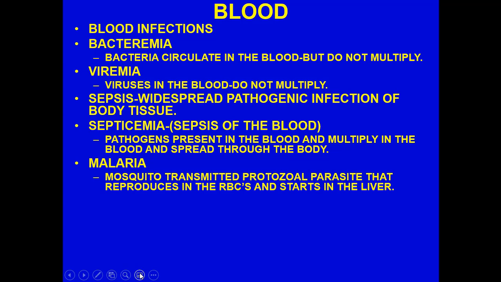Malaria, though, is a mosquito-transmitted protozoal parasite that reproduces in the red blood cells and also reproduces in another form in the liver, leading to liver destruction and eventually to anemia as the red blood cells burst, releasing new copies of the parasite.